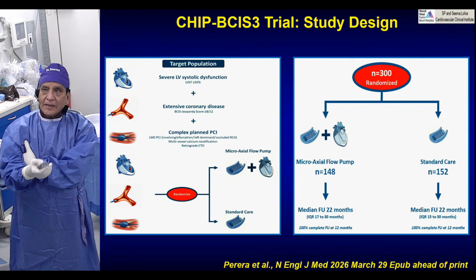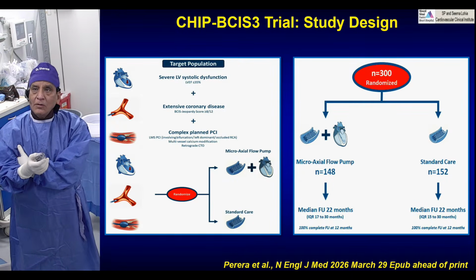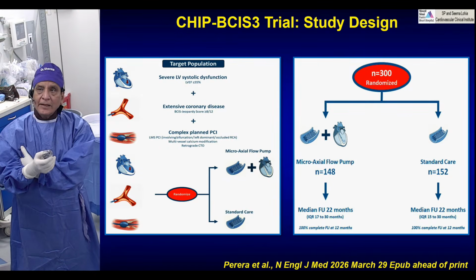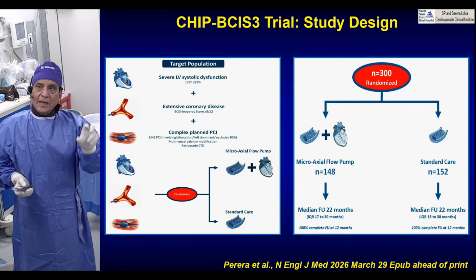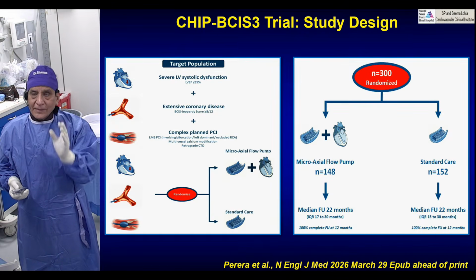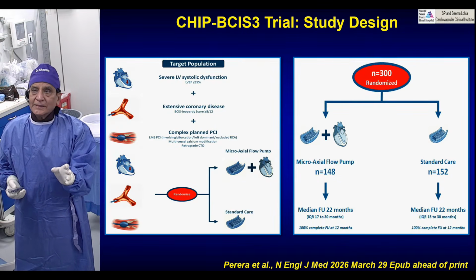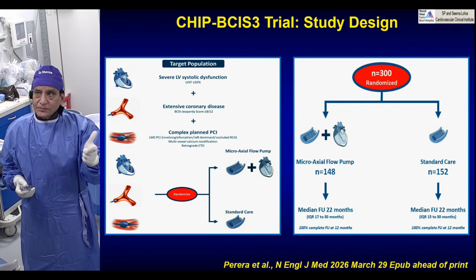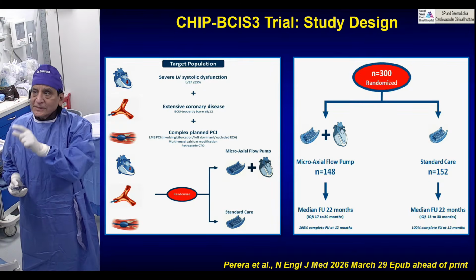So basically, the target population was severe LV systolic dysfunction, which they defined as 35% and lower. Then extensive coronary disease, which they call a Jeopardy score of more than 8. And you know, Jeopardy is out of the 12 segments of the coronary tree. That's what they have been using in the BCIS trials. BCIS1 was the balloon pump. BCIS2 was ischemic cardiomyopathy with ischemia and still failed PCI compared to medical therapy. And now this was complex planned PCI with a low ejection fraction and extensive CAD, randomizing them to the microaxial flow pump, which is Impella, versus standard of care.